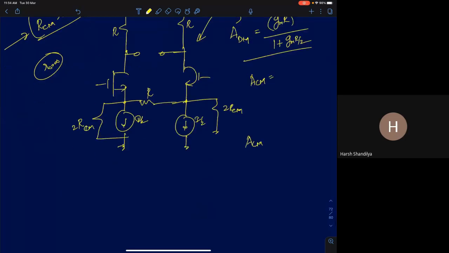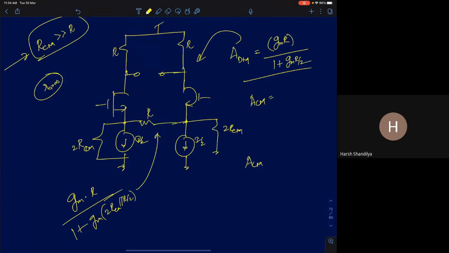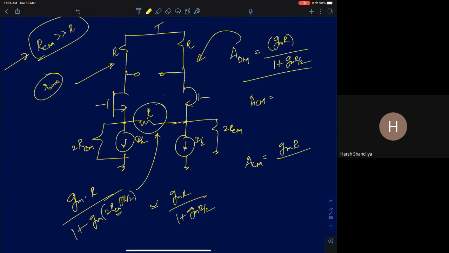If you derive an exact expression, GM will become GM by 1 plus GM into 2 RCM in parallel with R by 2. That's your GM times the drain resistance, which in this case is R. But I just said that RCM is much greater than R, so this will reduce to GMR upon 1 plus GMR by 2. Now what is ACM? ACM will be GM times R. Will this resistor come into the picture for ACM calculations? This resistor won't matter. So you will get ACM as GMR by 1 plus 2 GMR.